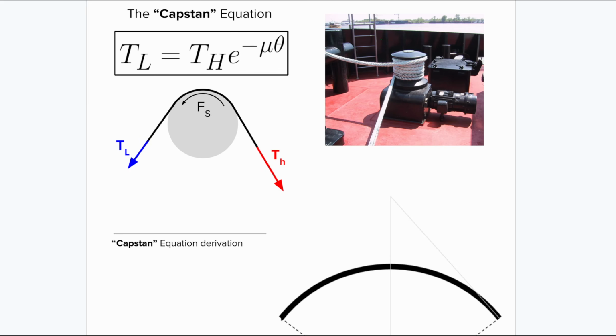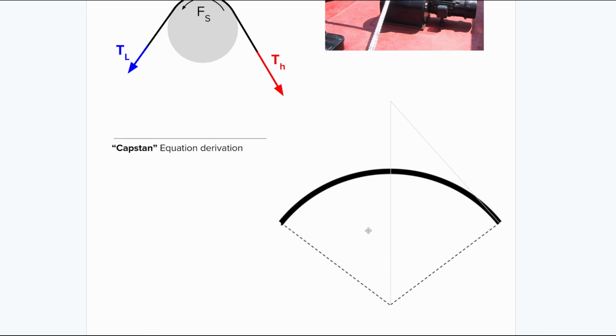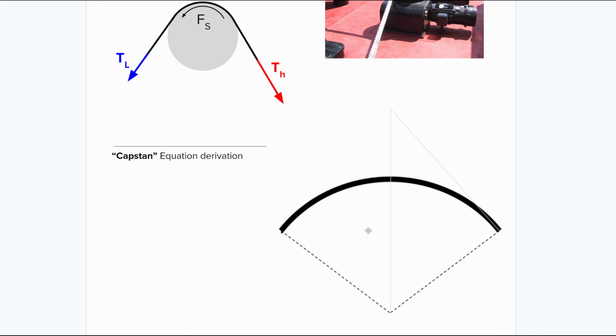Well, imagine zooming in on an infinitesimal piece of this rope, this arc, and then blowing that up. And so let's do that. Let's blow that up, and I'm going to do that down here. So let me keep that image right there. Okay, so we blow this up. This is the piece that I'm looking at right there.